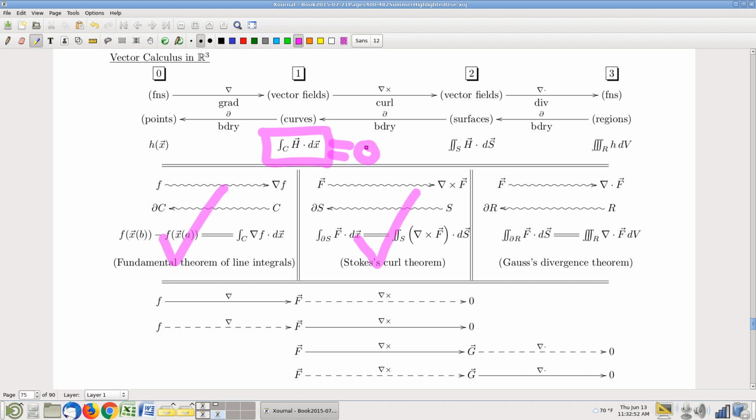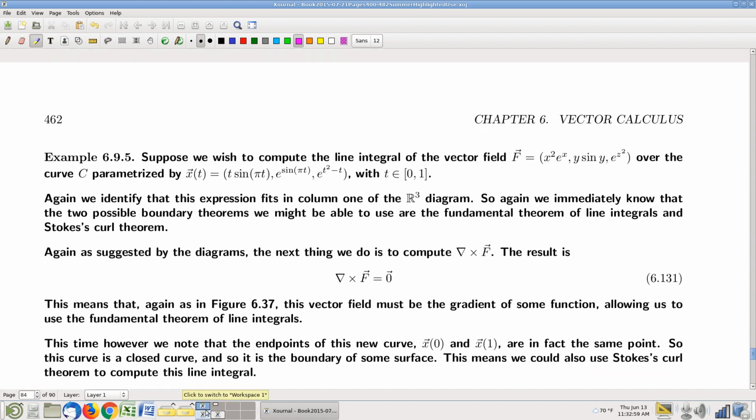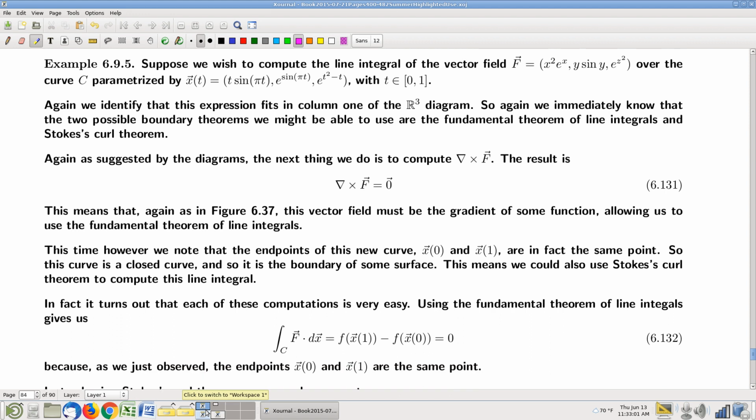And let me show you by example how this works out. Let's look at this example that we're looking at here. I don't know how to find this little f. Finding the anti-gradient, it's got brutal integrals in it, right? But I do know that the fundamental theorem of line integrals tells me that it's f of b minus f of a. Oh, wait a second. A and b are the same point.